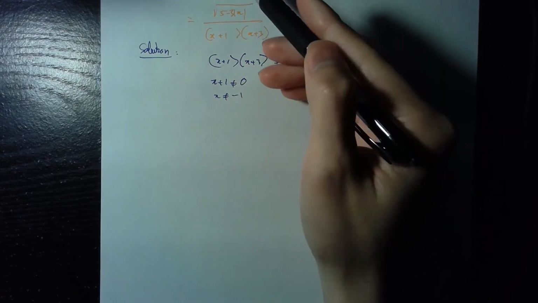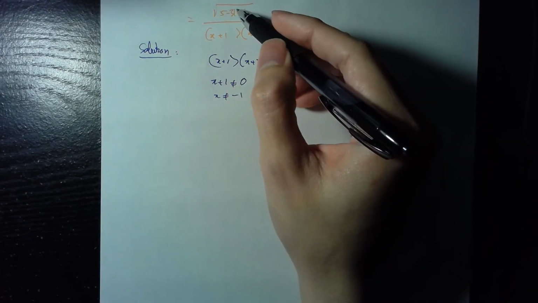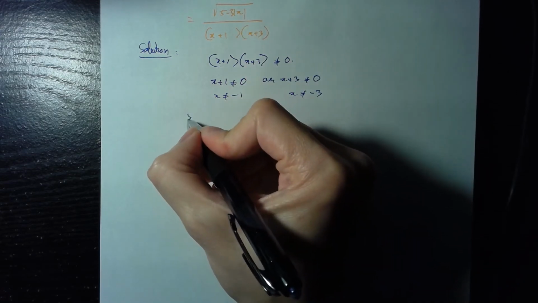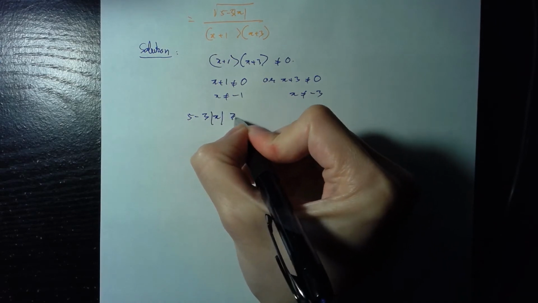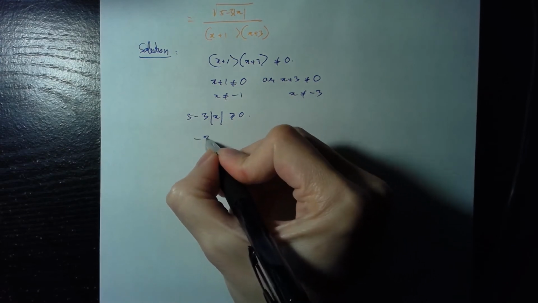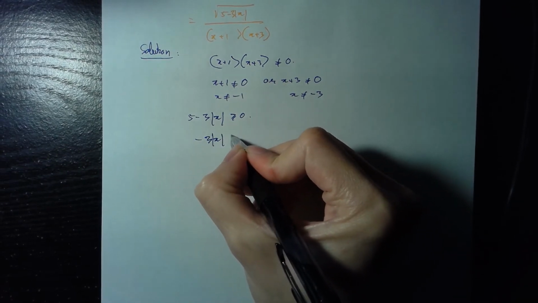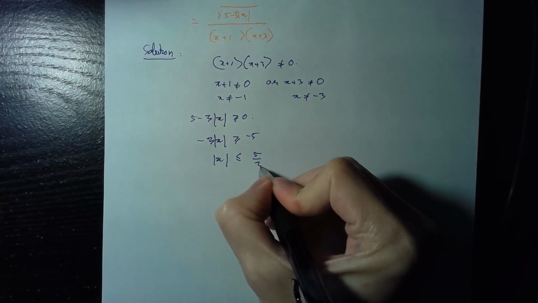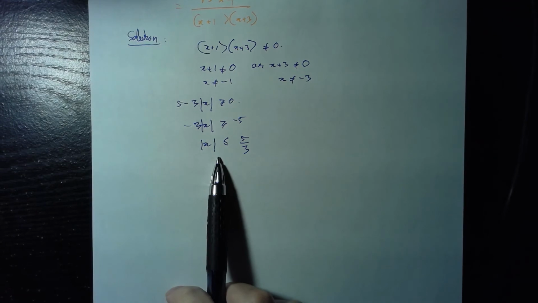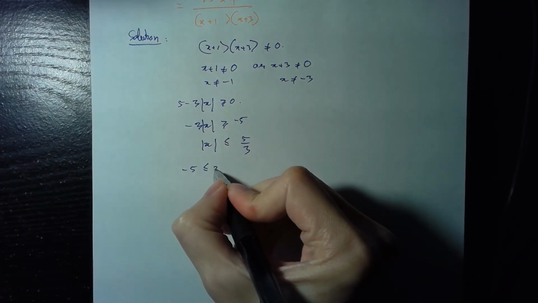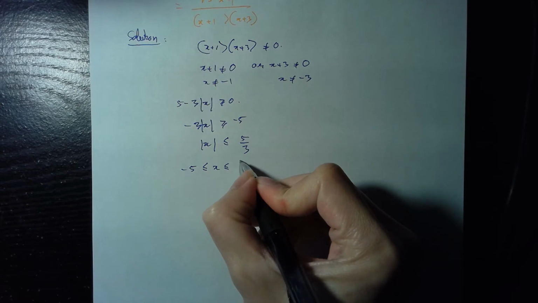Now let's consider the top. Again, this is a radical, so the radical cannot be negative, so everything must be greater than or equal to 0. So this is an absolute value inequality. I'm going to subtract 5 from both sides, and divide both sides by 3, changing the sign. You guys are supposed to memorize the formula. This is the absolute value of A less than B, so it becomes negative B less than A less than B.